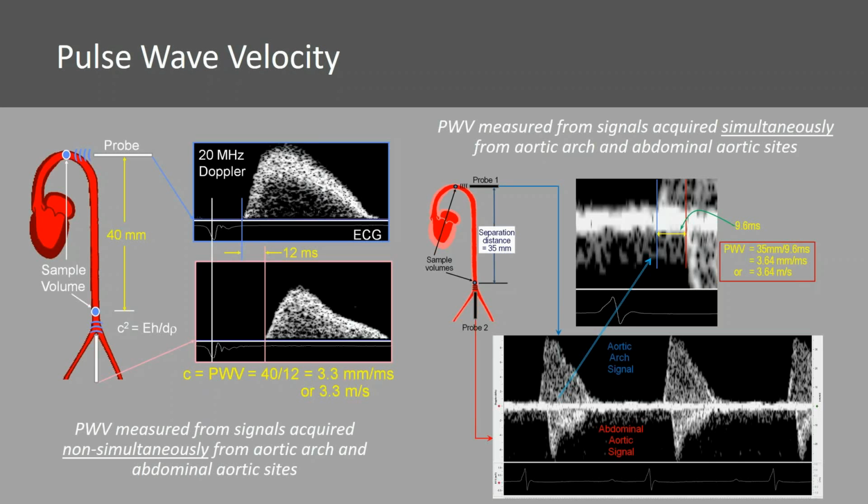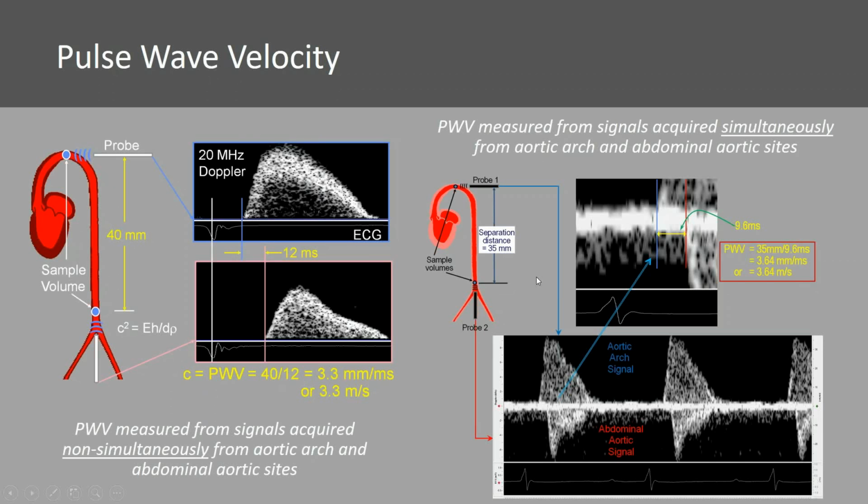Here we look briefly at the difference between, again, sequential and simultaneous measurements. In sequential measurements, the same probe is used to acquire the spectrum from either site. So again, here the example is the aortic arch and the abdominal aorta. And we get two separate spectrograms. These spectrograms, again, are then overlaid with one another, aligning the ECG signal, and the pulse wave velocity is calculated. As stated earlier, different pulses of blood are observed in this approach.